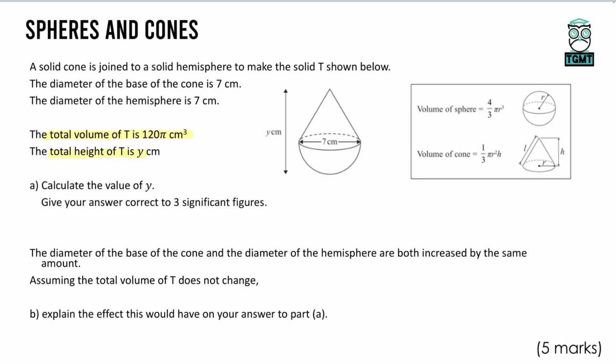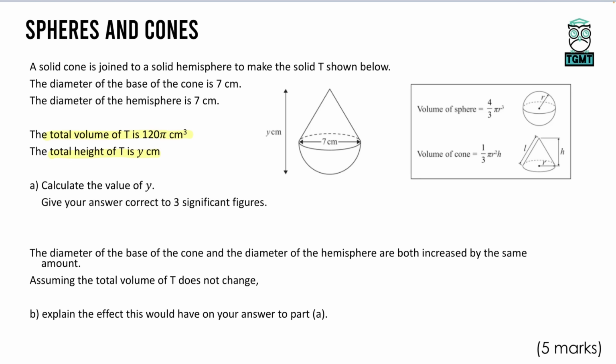The total height of T is y centimetres, and the rest of the information is given to us on the diagram. It says calculate the value of y for this one, so we're trying to work out the height of the overall shape, and it does tell us that we're going to be given our answer to 3 significant figures, which does give us a nice hint there that the answer is going to be a decimal.